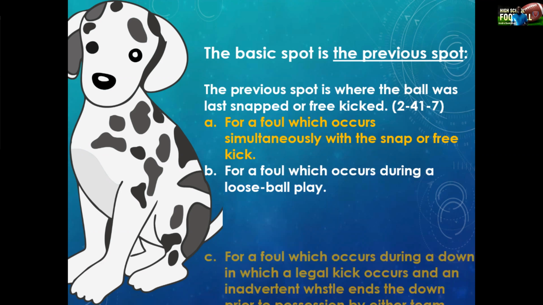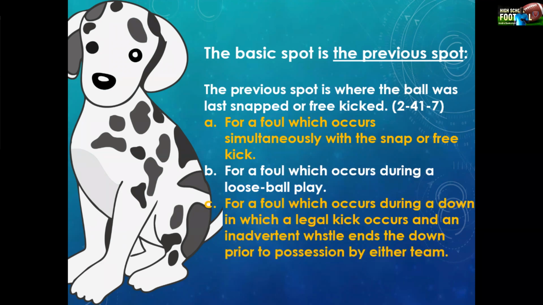All right. So, for a foul which occurs during a down in which a legal kick occurs and an inadvertent whistle ends the down prior to possession by either team. So, the ball was kicked, either legal formation or there was a block below the waist by R, but before anybody can secure possession, some referee who saw the foul decided to blow the whistle, or thought somebody recovered the ball when it was loose and blew the whistle. Now we have an inadvertent whistle, right?